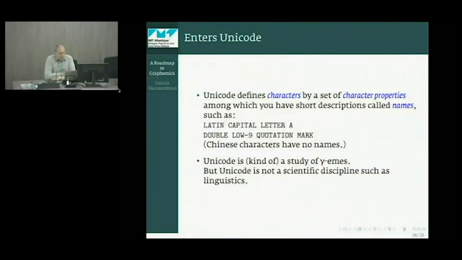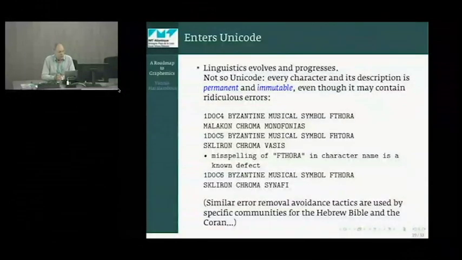The vocabulary is a bit different. Unicode doesn't define graphemes, but characters. And characters have properties. Among these properties, you have names. So, for example, you have a character called Latin capital letter A, which makes sense. Sometimes names make less sense, like double low 9 quotation mark. And of course, for the entire set of Chinese characters, you have no names. So Unicode is kind of a study of graphemes, but it's not a scientific discipline, because scientific disciplines evolve and progress.